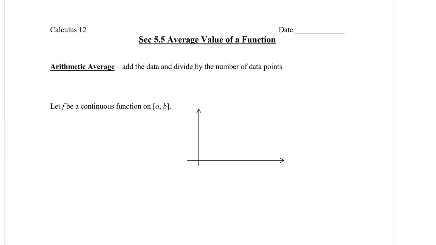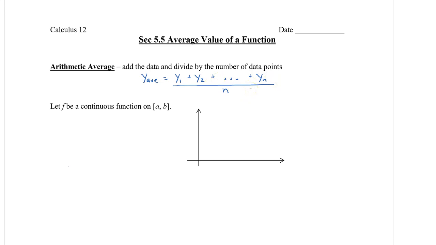In this video, I'm going to show you how to find the average value of a function. Now, you already know how to find the arithmetic average. That is where you add up all the data and divide by the number of data points. So that could be written as y average is equal to y1 plus y2, and so on until you get to the last number, yn, and then we divide by n, which is how many numbers there are.